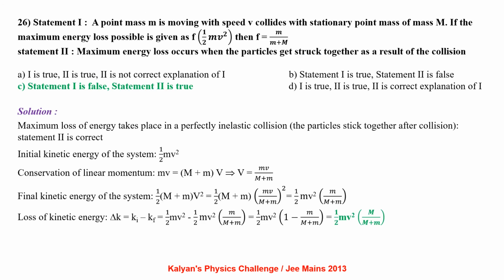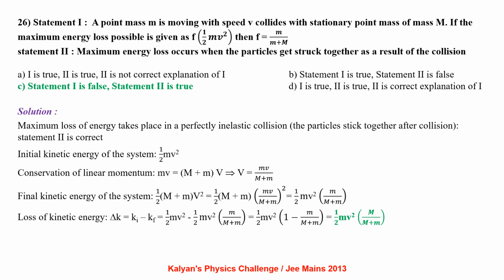A point mass m moving with speed v collides with a stationary point mass of mass capital M. If the maximum energy loss possible is given as f of half mv square, then f equals m by M plus m. Maximum energy loss occurs when the particles get stuck together as a result of the collision. Maximum loss of energy takes place in a perfectly inelastic collision, that is, the particles stick together after collision. So statement 2 is correct.